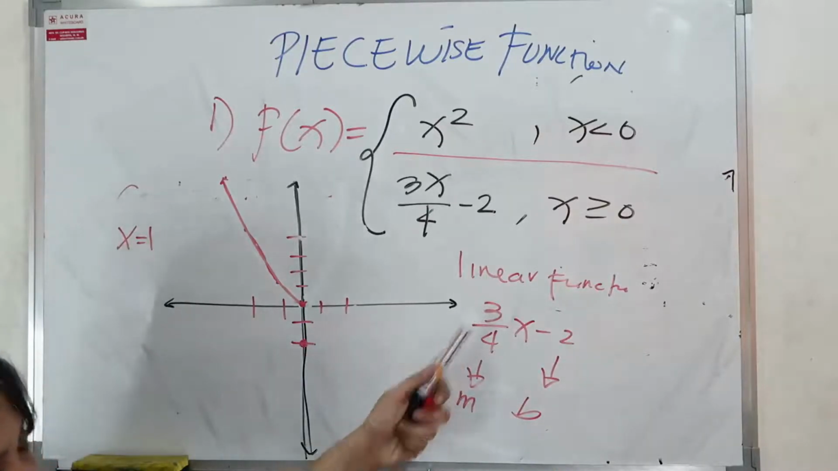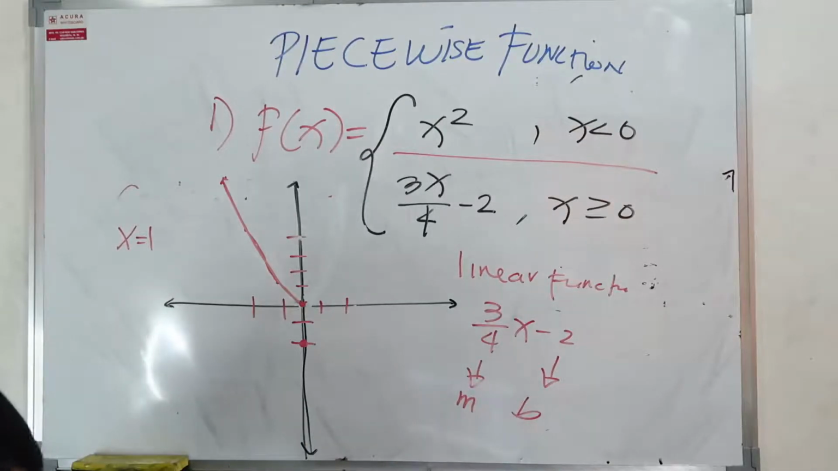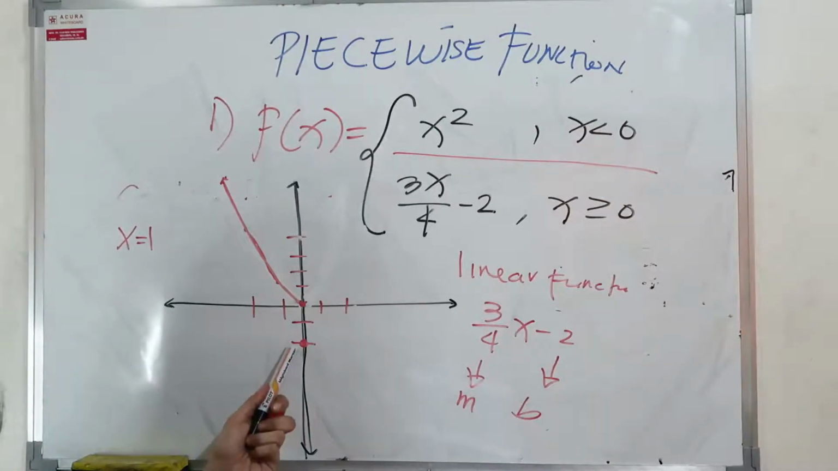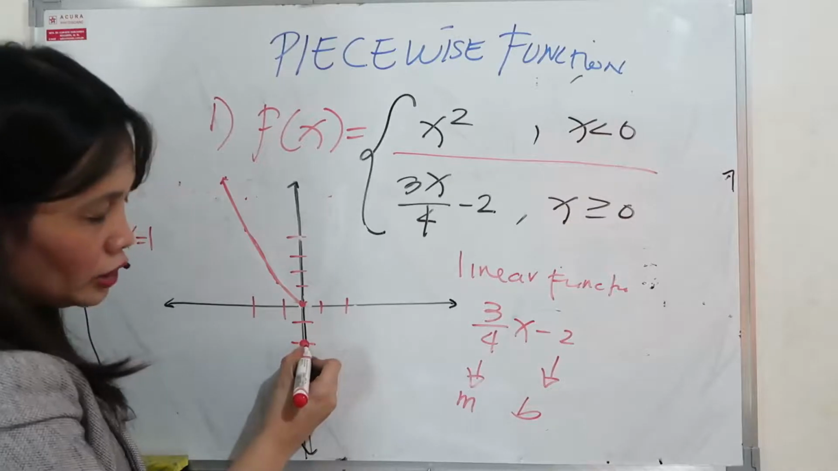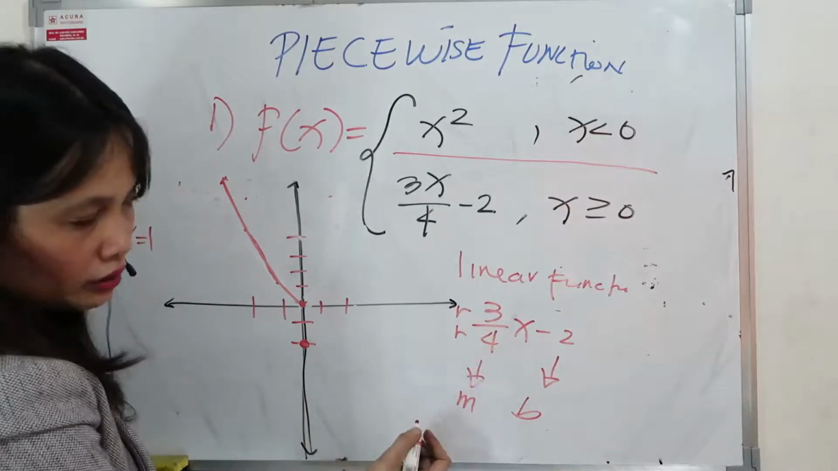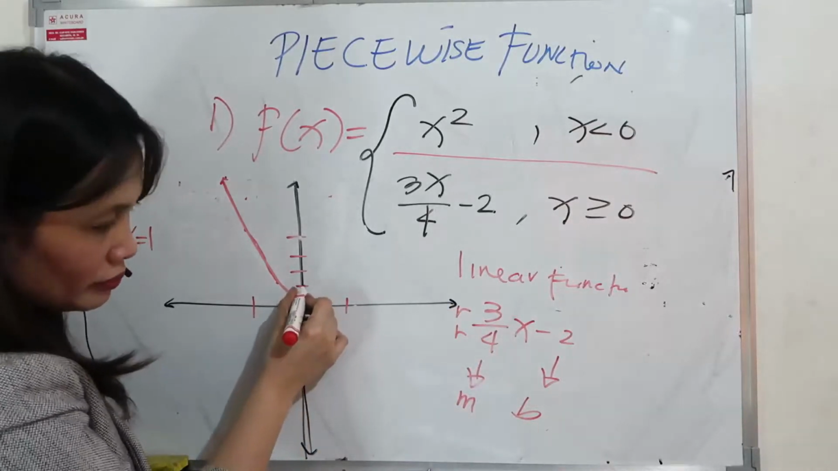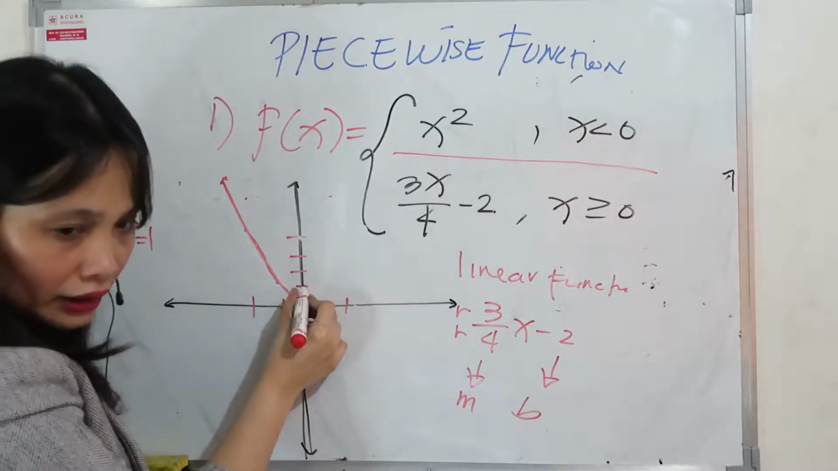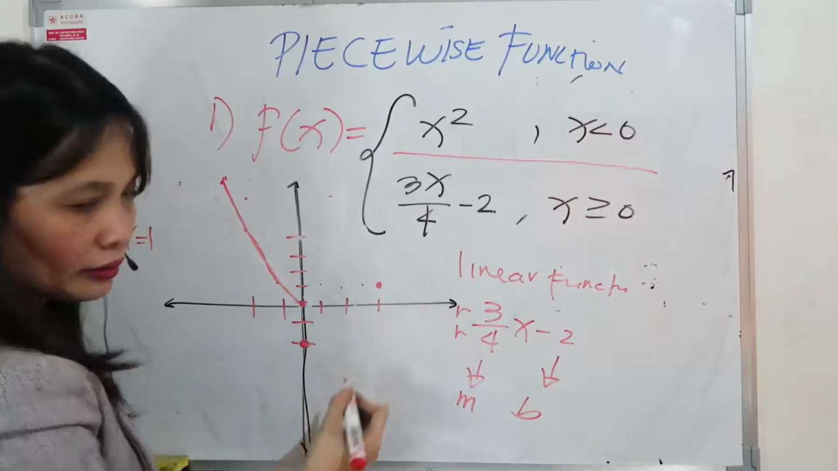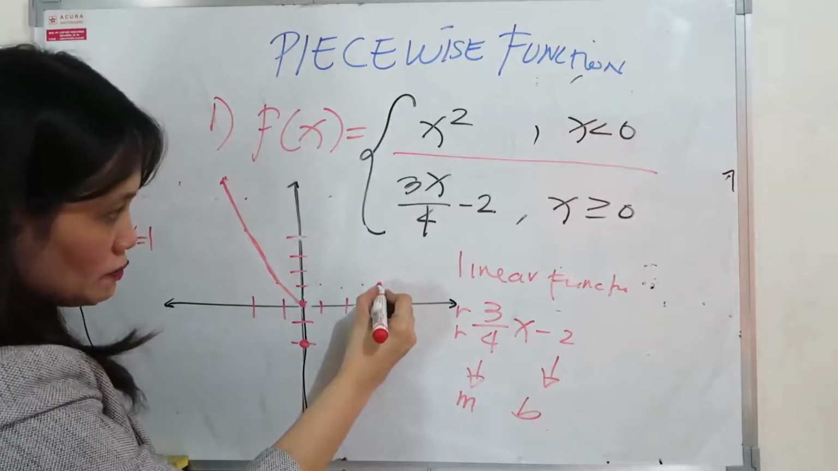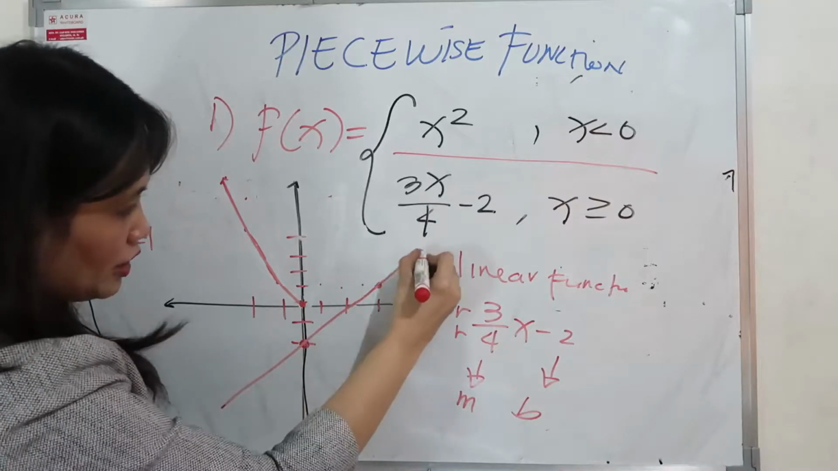And then what do we mean by slope? Rise over run. From the y-intercept, we need to move how many units? This is rise over run. So rise 1, 2, 3, and then the run, how many points? 4. 1, 2, 3, 4. So the graph of 3/4 x minus 2 is like this. That's the graph.